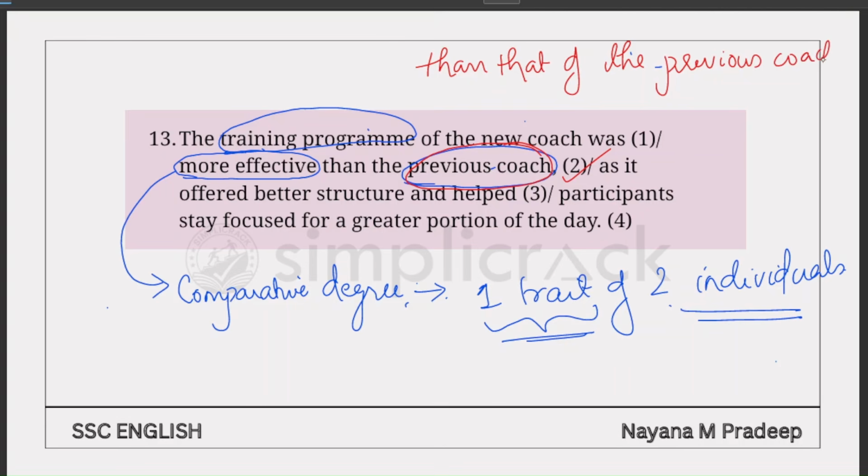Here, the "that" refers to the training program because we know that comparative degree is used to compare one similar trait of two individuals. So here, if it is a training program of the new coach, then it has to be compared with the training program of the previous coach and not the previous coach himself or herself. Okay.